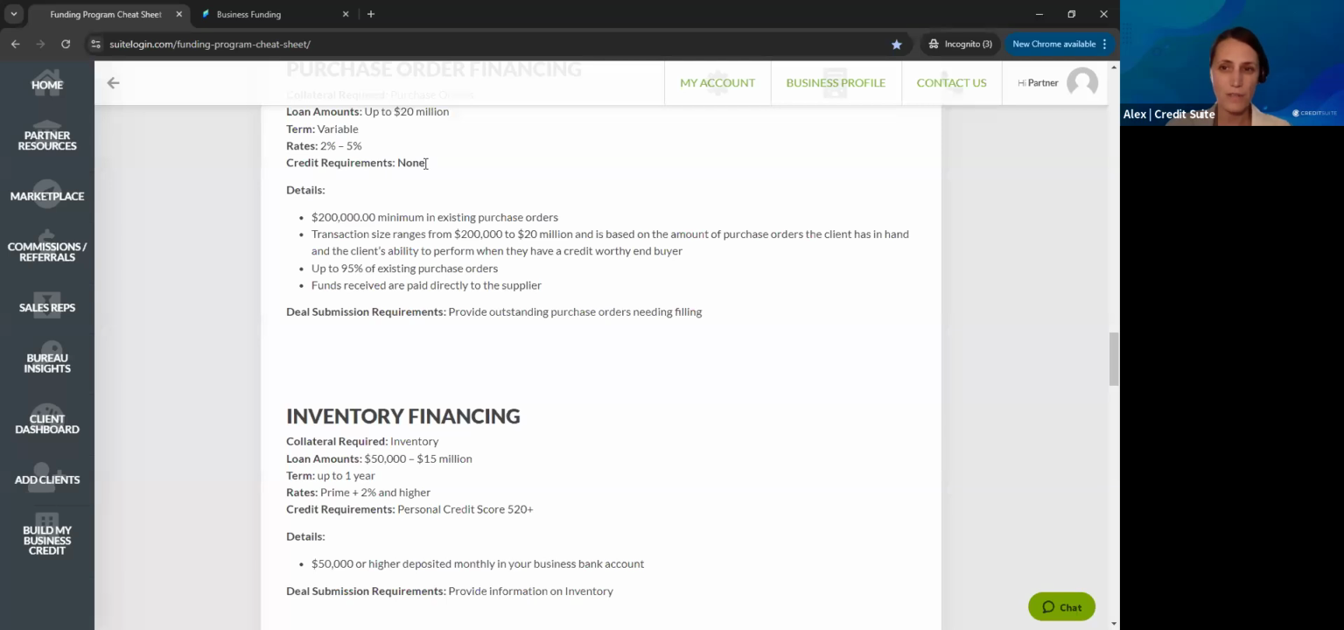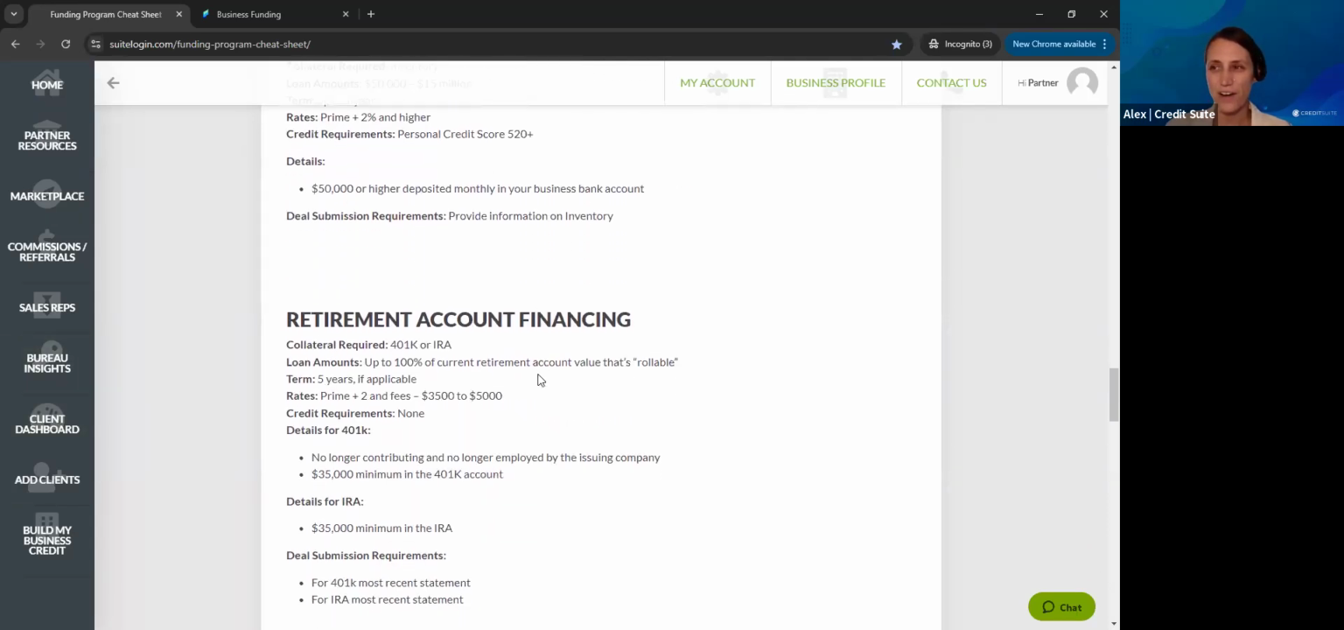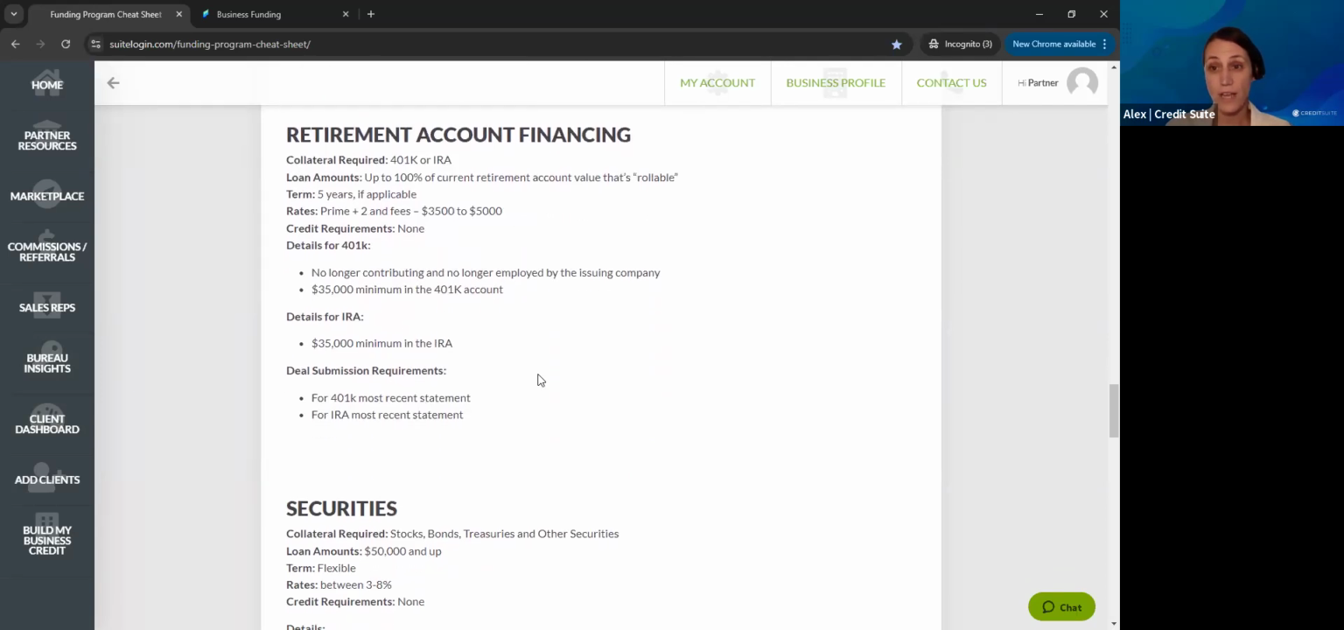The most common types of clients, what we see them wanting is either the cash flow financing or the credit line hybrid. But I want to make sure that you guys are aware of these other options because they are still options for a business to be able to do those.